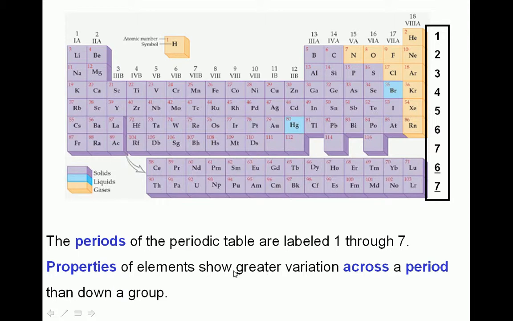Properties of elements show much greater variation across a period than down a group. So if I was to look at lithium and potassium, the variation in properties would be quite small, but if I was to look at lithium and boron, moving the same distance across a period, the variation in properties would be quite large.